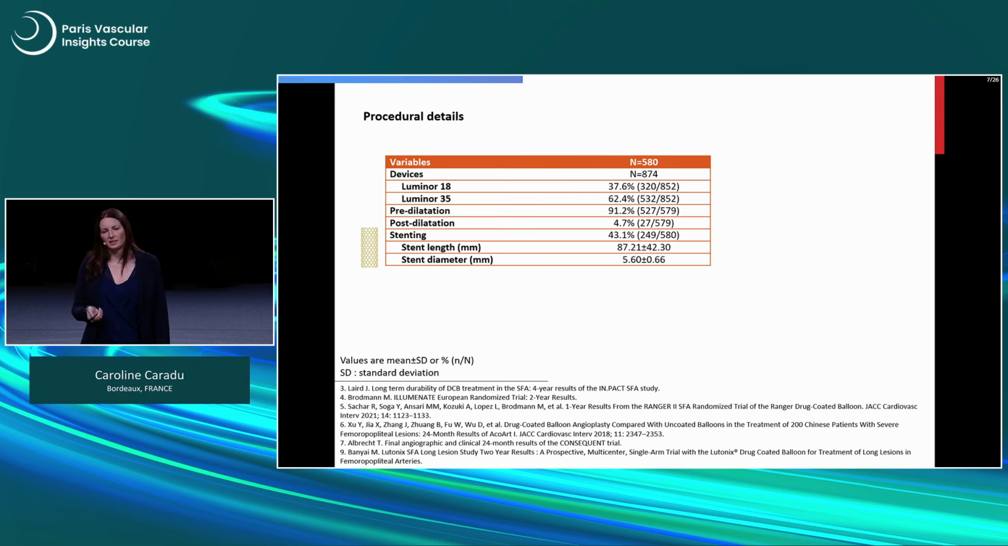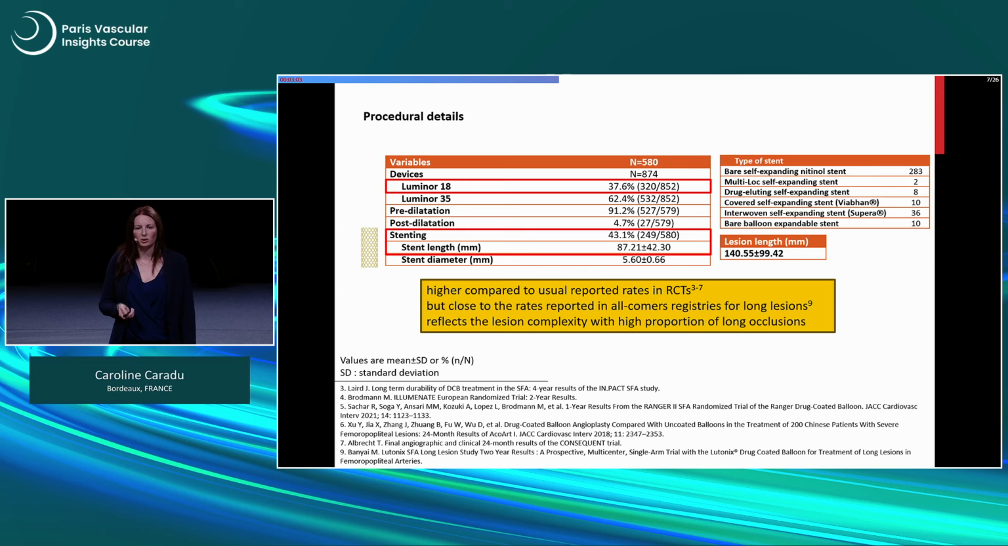It's interesting to see that in France we switched to the 018 platform during this period, so almost 40% of cases of the superficial femoral artery were treated with an 018 balloon, and the remaining were treated with a 035 as usual. And in terms of stenting, you'll see that we had a high rate of bailout stenting, 43%, which is different to the ones you would expect in randomized controlled trials, but it's actually the same rates that you would expect in long lesions in real-world registries. And it's interesting to see that we had a shorter stenting length compared to the initial lesion length.